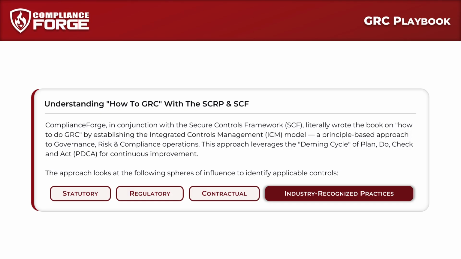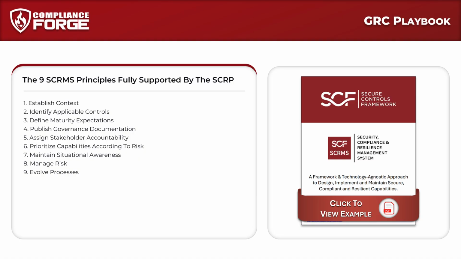There are 9 principles associated with the Security, Compliance, and Resilience Management System that are fully supported by the SCRP. Establish context. Identify applicable controls. Define maturity expectations. Publish governance documentation. Assign stakeholder accountability. Prioritize capabilities according to risk. Maintain situational awareness. Manage risk. And evolve processes.